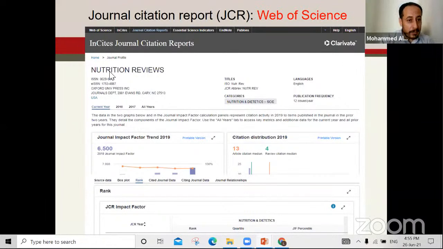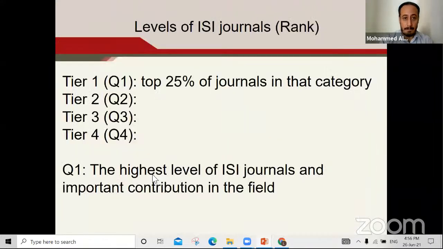So you see the impact factor for this journal, International Review, it's 6.5. And the ranking, I don't know why I cannot see, it's about Q1. So all the information you can get. How many issues per year? What's the category of this journal? The publisher, it's Oxford. All the information, and not only the impact factor of last year, even the previous years.